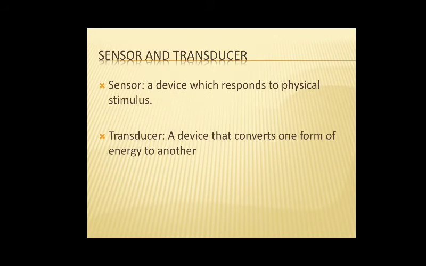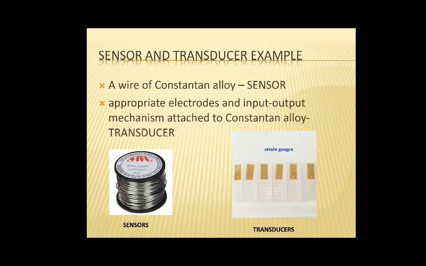I've seen students getting confused between sensors and transducers, so let's clarify that confusion. A sensor is a device which responds to a physical stimulus, and a transducer is a device which converts one form of energy to another. So a constantan alloy wire is a sensor, but if we attach appropriate electrodes and input-output mechanism to that alloy, it works as a transducer. So what is constantan? It is an alloy made of 55% copper and 45% nickel. Below you can see the wire on the left side and a strain sensor made of the wire on the right side.